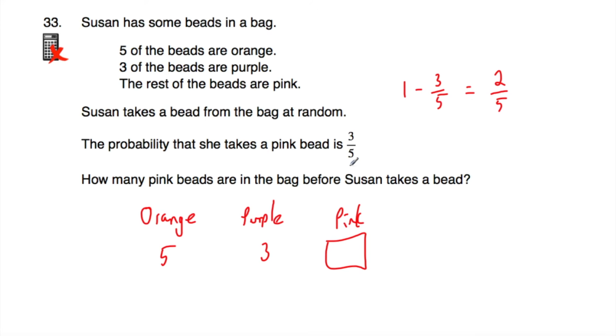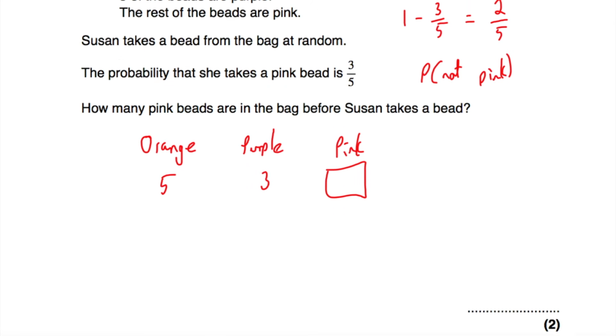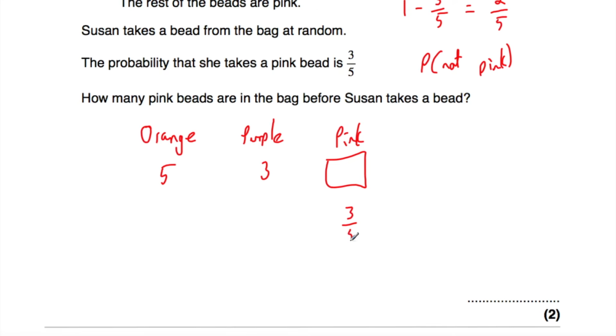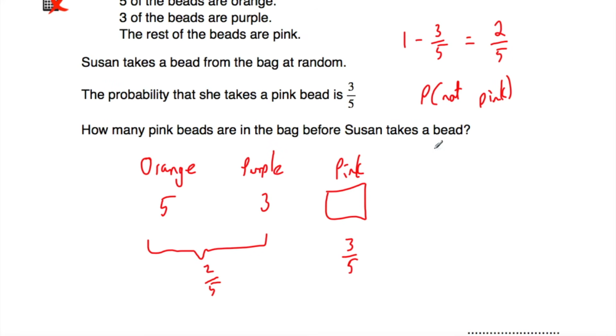So I've taken 3/5 away from 1 because that tells us the probability of getting not a pink. So that's the probability of not pink. Or in this case, not pink would be the probability of getting either an orange or purple because they're the only other options. So the probability of a pink is equal to 3/5, and the probability of not pink would be these 2 options here. So that's equal to 2/5. So that's fantastic. We now know the probability of getting a not pink is equal to 2/5. So that means the probability of getting an orange or purple is equal to 2/5.